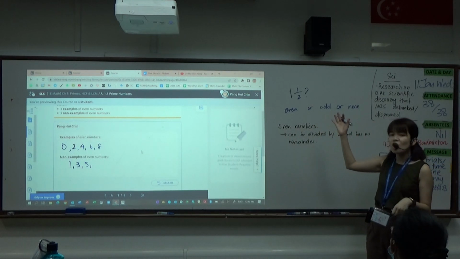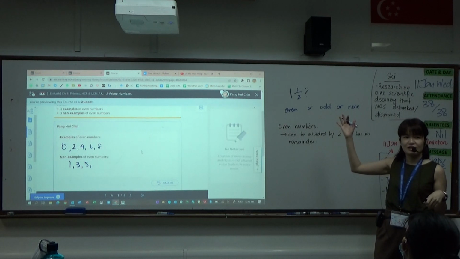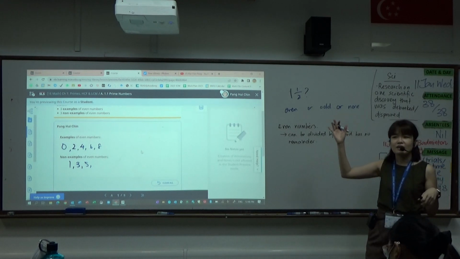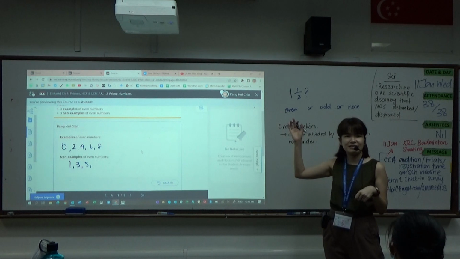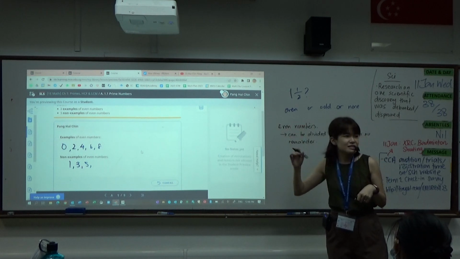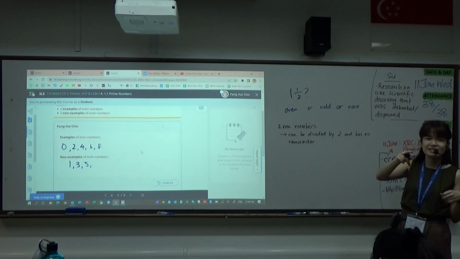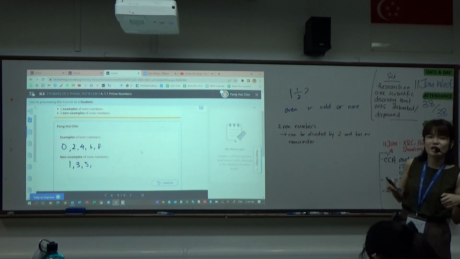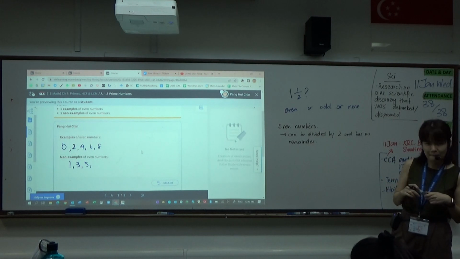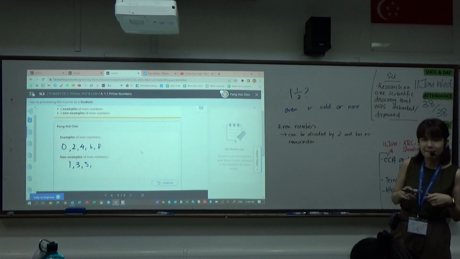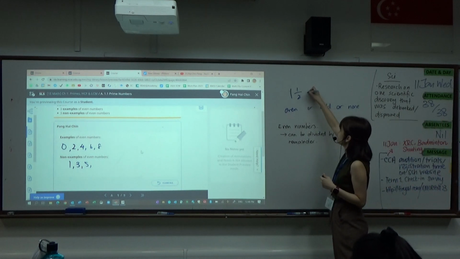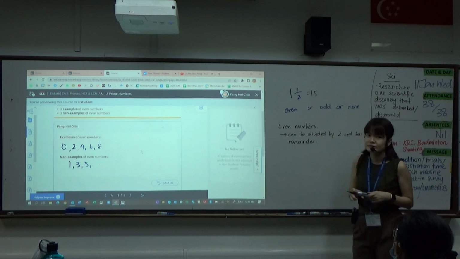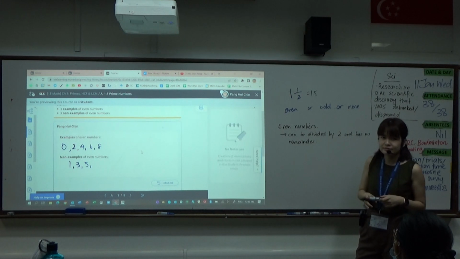Okay, who says odd? Alright, okay, then who says none of it? Okay, just now I think Carmen you say that it's odd, is it? Okay, why do you say it's odd? Like 1.5, we change the decimal to 1.5. Okay. 1.5, the last number of 5 is 1.